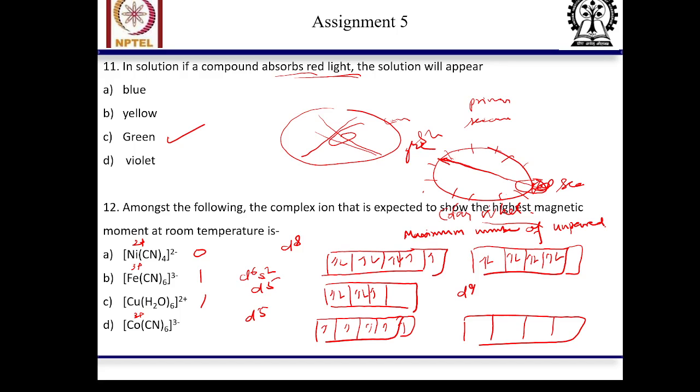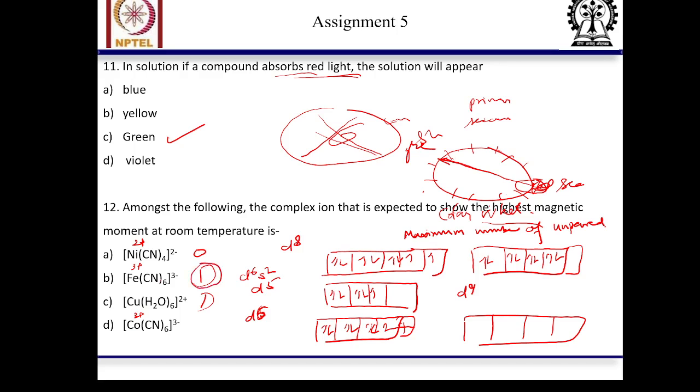Okay, this cobalt 3+ is d6. D6 means all 6 electrons will be paired. And Cu(H2O)6 is a d9 configuration. It has also one unpaired electron. And Fe(CN)6 3-, it has one unpaired electron.